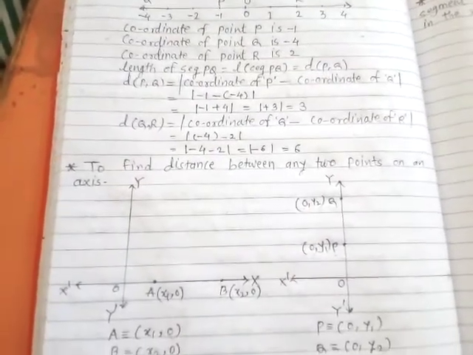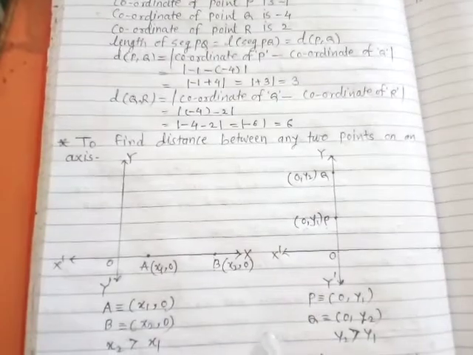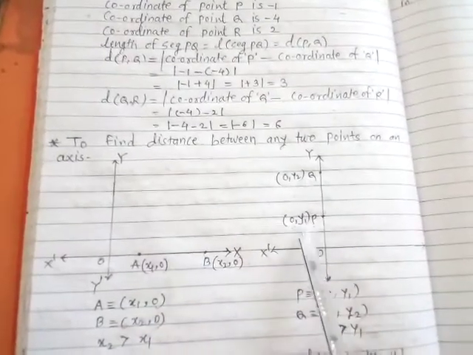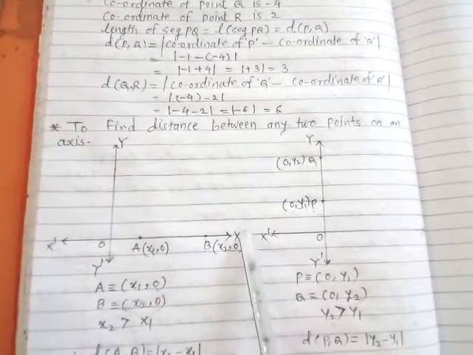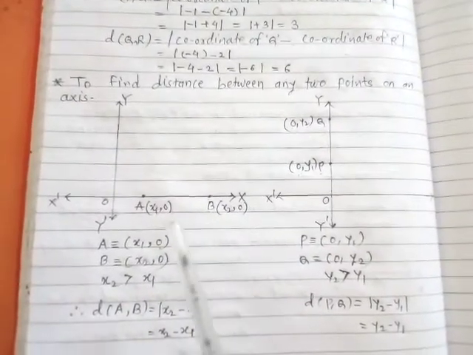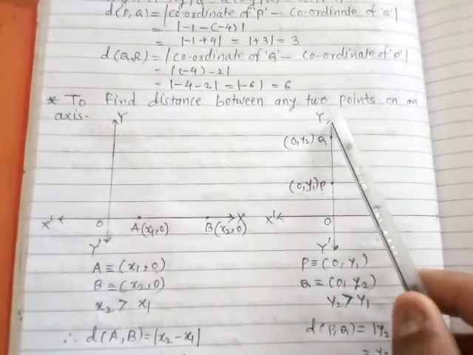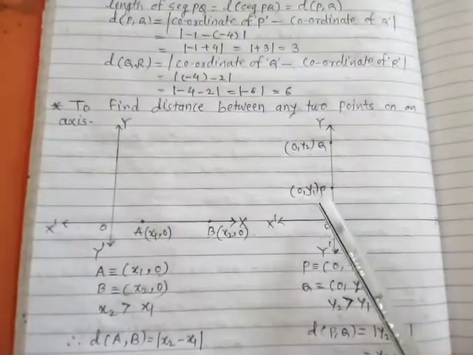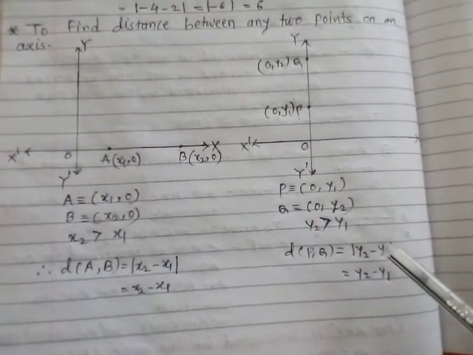Then, to find the distance between any two points on the same axis, that means on the x axis or y axis: if two points lie on the x axis, the distance between them is x2 minus x1. If two points lie on the y axis, the distance between them is y2 minus y1.